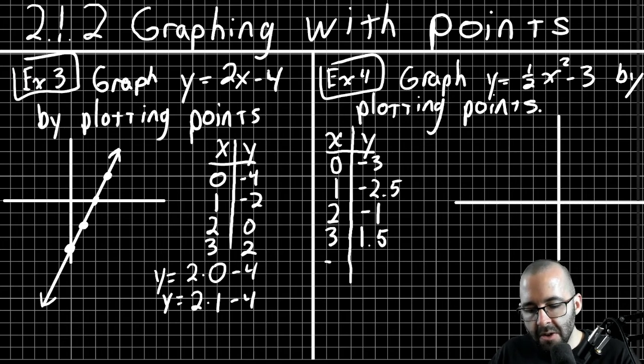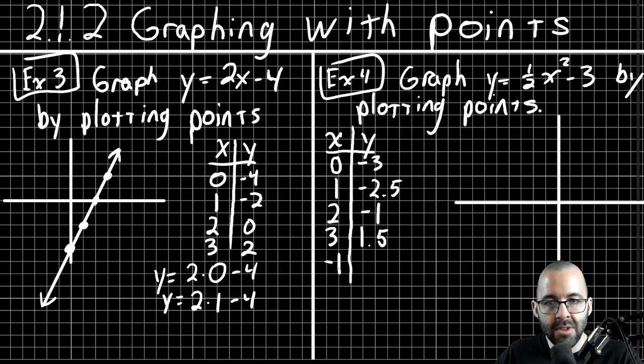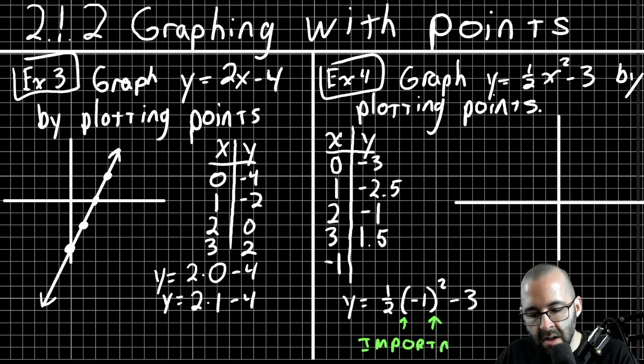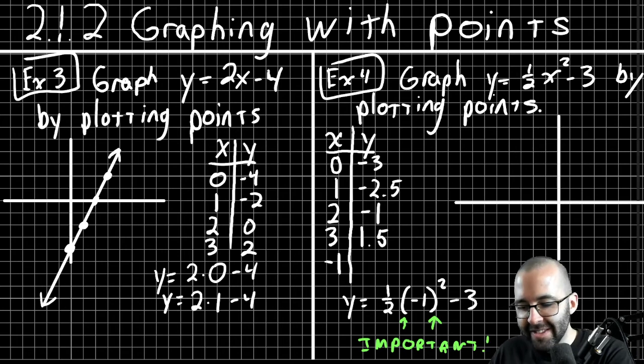And if you keep on going in the other direction now, let's go to the left. Let's go to negative 1. You square that out and do that. Be very careful when you're typing this into your calculator. For negative 1, you need to type y equals 1/2 times negative 1 squared minus 3. These parentheses are important. Otherwise, you're going to get the wrong answer. All right, so watch out for that. I can't draw an A. It looks like an R. Important. It's getting too small. I'm running out of room.